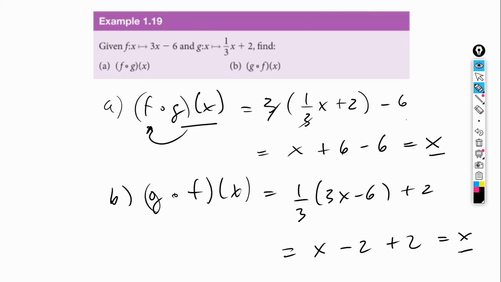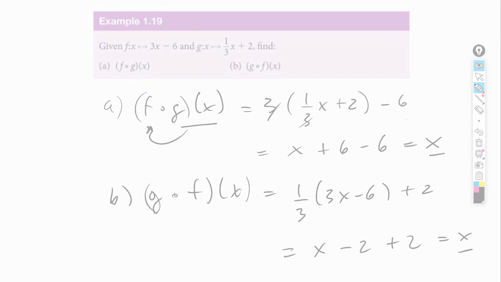That means that f and g are the inverse to each other, and when that is the case, by doing the composition of g of f of x and f of g of x and getting the result of x in both cases is a proof that they are the inverse of each other.